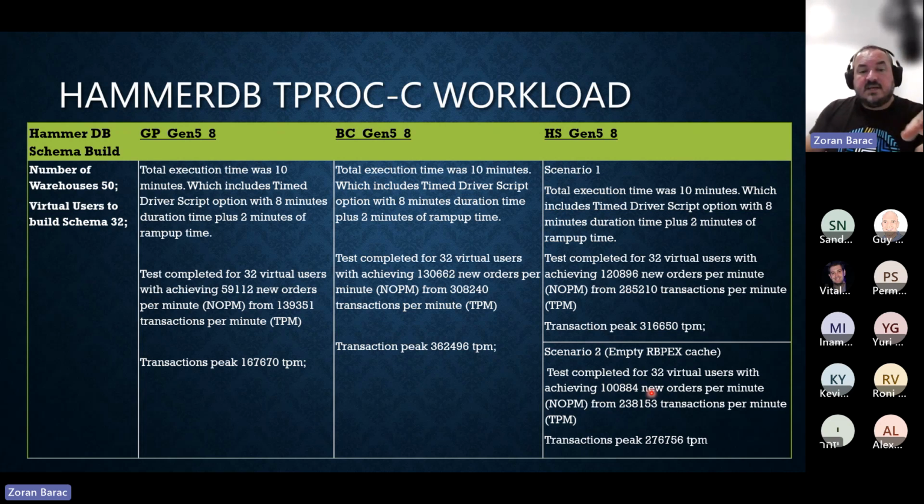Scenario 2 is after the schema was built and after the data was inserted, I emptied the cache. I emptied the RBPX, the resilient buffer pool extension cache. I emptied the buffer pool cache and everything on the compute and the page server. When I run that after that, you can see it dropped significantly to 100K for new orders, and then you can see the transactions per minute and peak. After some time, this will pick up and be as in scenario 1.